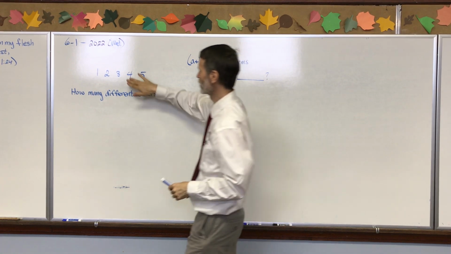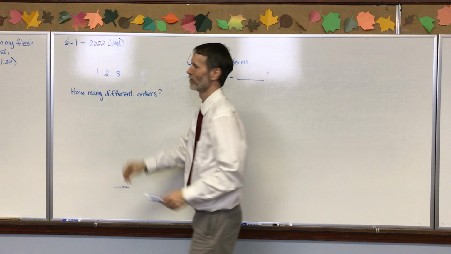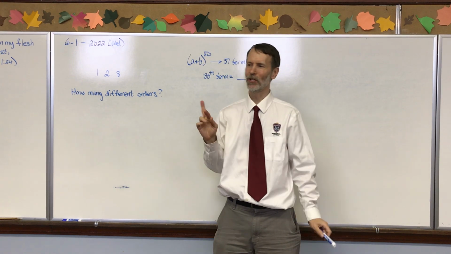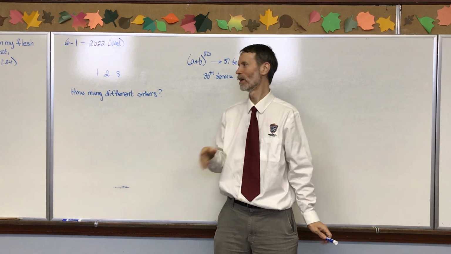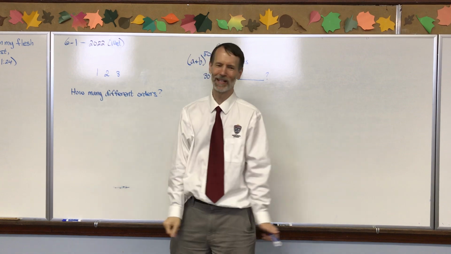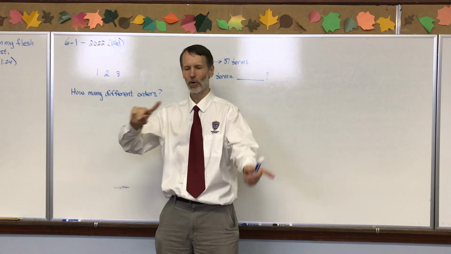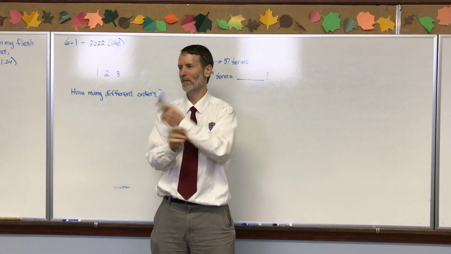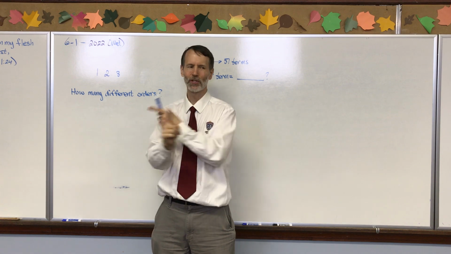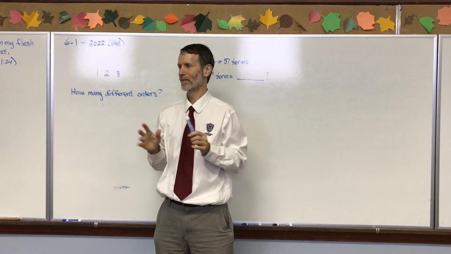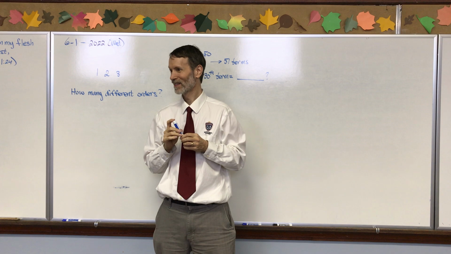Okay, well, let's start with something smaller. 1, 2, 3. How many different ways can you rearrange them? Like, how many different orders? Let's assume there's 3 people, and I say person 1 can be in front, or person 2 can be in front, or person 3 can be in front. How many different rearrangements can you make that would be different? Maybe 3.